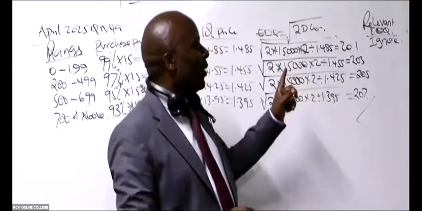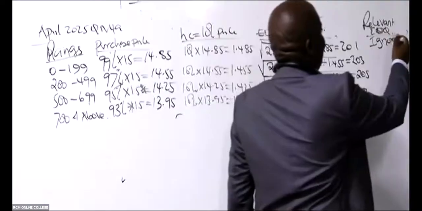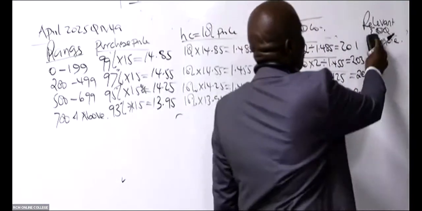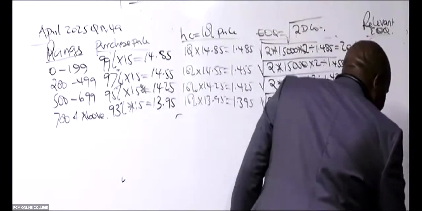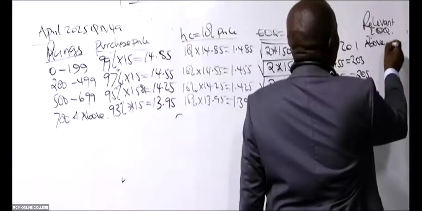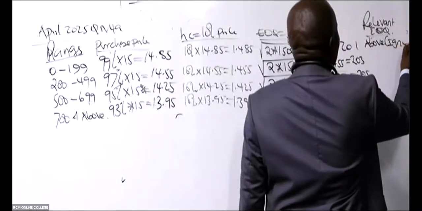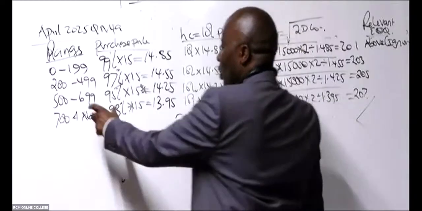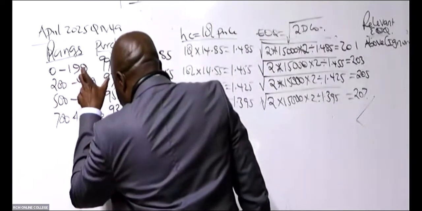So this is above. Actually, you can even write there above. Actually, that's what we should have done. For revision, 201 is above. So ignore. And then we come to 203. 203 for this one, where is it? Within.